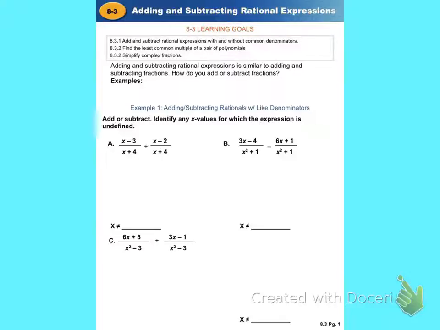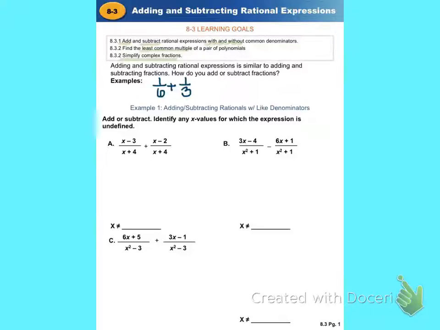So we have these three learning goals. Our learning goals are to add and subtract rational expressions. We're going to add and subtract rational expressions with and without common denominators. So sometimes we'll be given ones with common denominators, and that'll be pretty easy, and some without common denominators, and we'll have to do a little more work there. Secondly, we're going to find the least common multiple of a pair of polynomials. So we'll be looking for an LCM, least common multiple. And finally, we'll be simplifying complex fractions. Well, I already think these look pretty complex, so they're going to be even more complex, and we're going to simplify them.